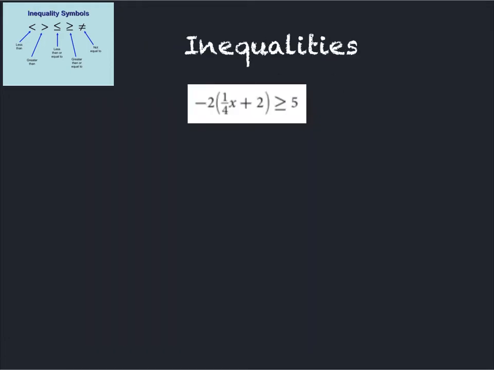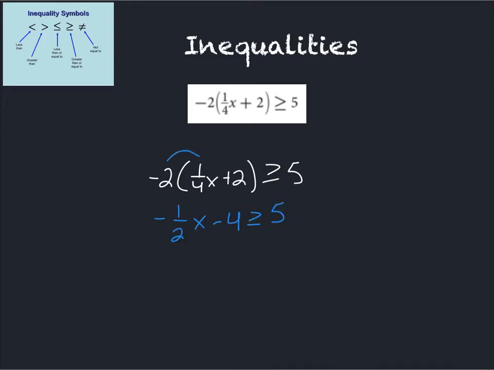So how would we solve these? Similarly to the way we would solve equations. So in this case, we have this problem here. What we would do here first is just distribute the -2 first. So that would change our equation to -1/2 x minus 4 is greater than or equal to 5.